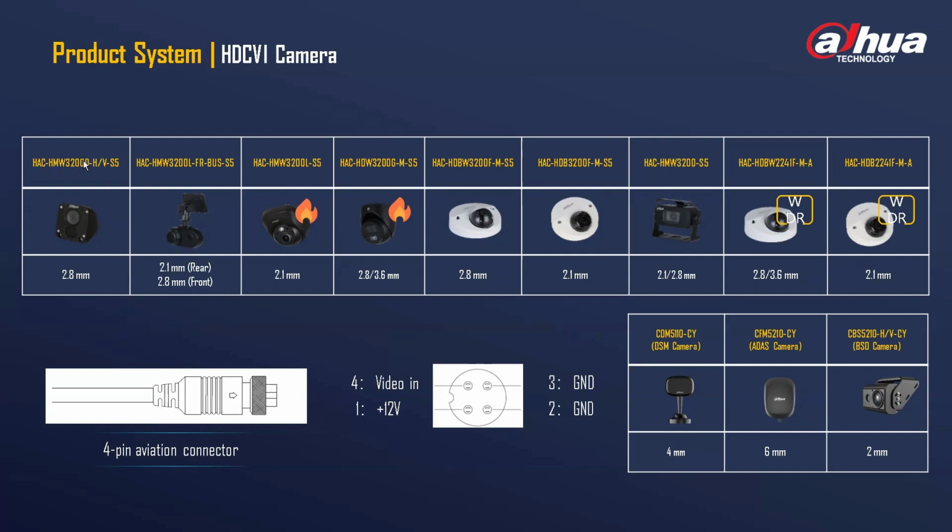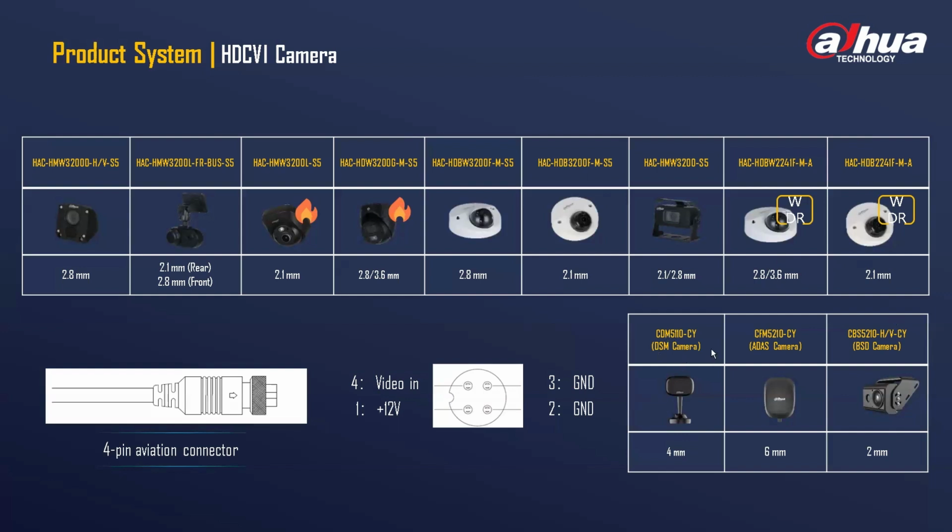Then we have this model HMW 3200, which is 2.8 millimeters, which means the angle is wide. We have this 3200, 2.1 millimeters. Then we have this with two lenses, 2.1 millimeter facing the rear and 2.8 millimeters facing the front. It's a face recognition bus camera. Then we have this 2.8 and 3.6 millimeter lens variation. Then we have this model 2.8, this model 0.1. We have this 2.1 and 2.8 millimeter variation. Then we have this model 2241F-M-A, which supports WDR and is 2.8 and 3.6 millimeters.